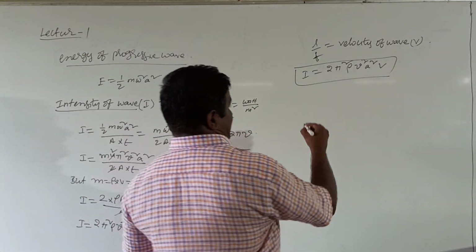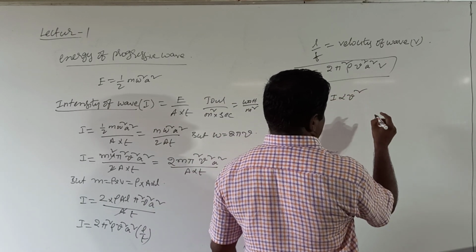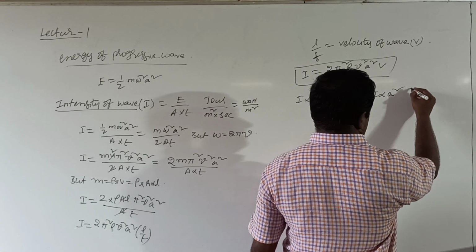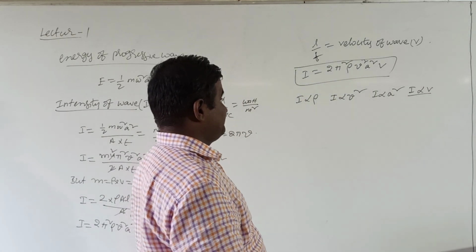Here we write I is directly proportional to rho, directly proportional to the square of the frequency, and to the square of the amplitude. The intensity of the wave is also directly proportional to its velocity.